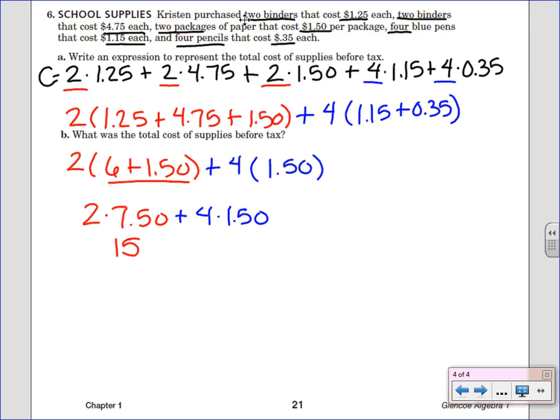And then I have 4 times 1.50. 4 times 1 is 4, and 4 times 50 cents is 2, and 4 and 2 is 6. So then my final answer, 15 plus 6, is 21. And again, this is a word problem. I look back, we're talking about the total cost. So the units are dollars. It costs her $21.